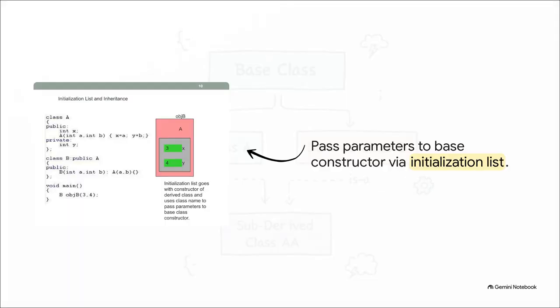So that begs the question, how do we actually pass data up to that base class constructor when it has to build first? We use an initialization list. You literally append it right to the constructor of the derived class. For example, you'd write the derived constructor, put a colon, and then explicitly use the base class name to pass arguments up the family tree. It's a direct pipeline to the base constructor.